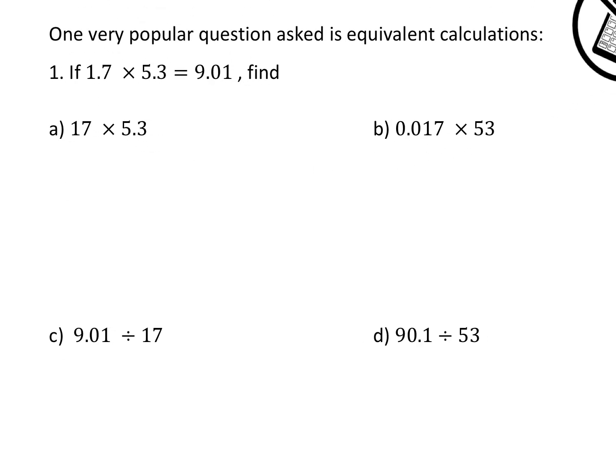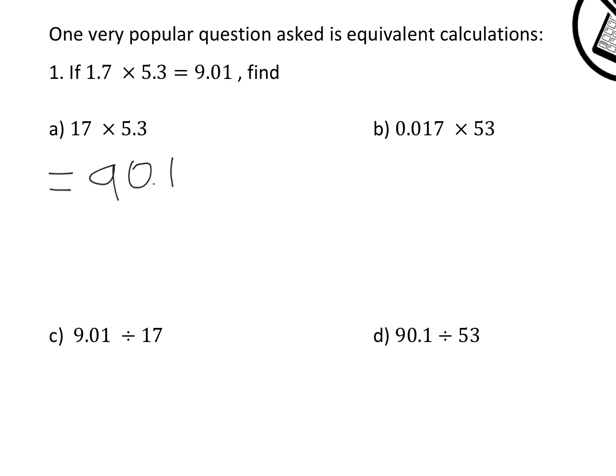But they want us to work out 17 times 5.3. If you just quickly look at the calculation, the 5.3 is the same, but the 1.7 has been changed to 17. Now the difference is that 17 is 10 times bigger. So 5.3 is going to be multiplied by a number that's 10 times bigger, and you need to think, what effect will that have on the answer? If you multiply by something 10 times bigger, the result or the answer will also be 10 times bigger.